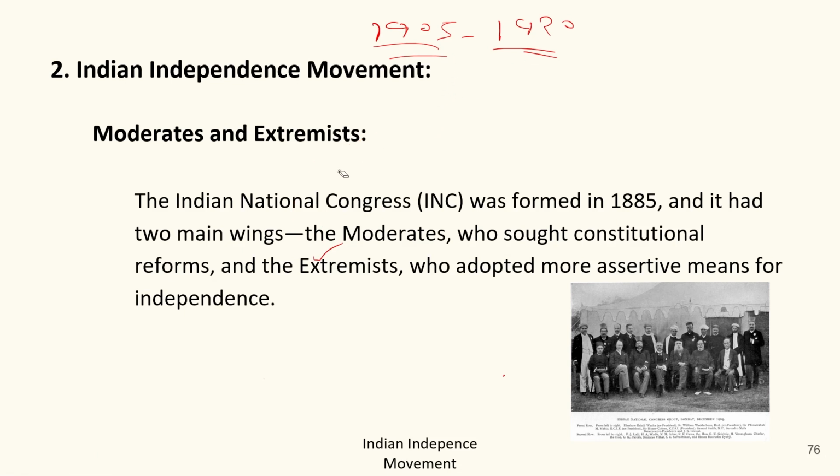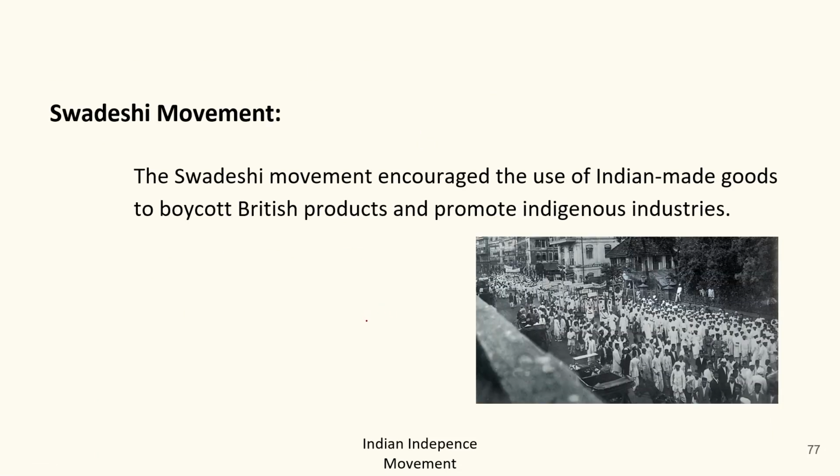Got it? So here we have finished about the beginning of the Indian National Congress. Thereafter, we also have looked at the moderates and the extremists and who were the leaders of these divisions. Got it? Now come to the next part. It was the Swadeshi movement. Actually, what happened in 1905?